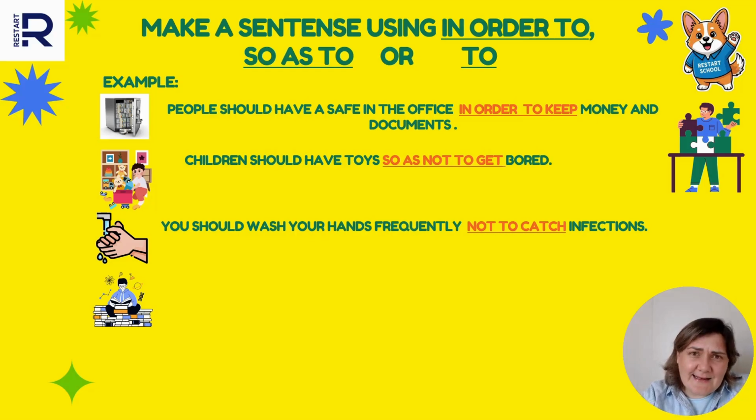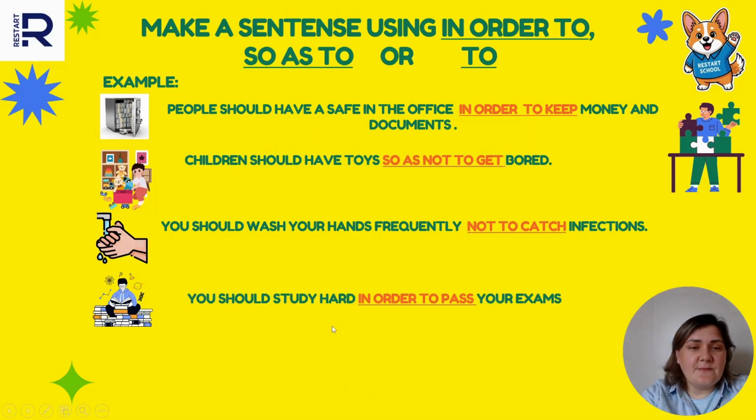And I guess there is one more picture here, a boy studying and learning something. I think it's science and chemistry, yes? So I think this sentence must be about studying and education. So let's have a look at the sentence here. You should study hard in order to pass your exams. One of the more options would be: you should study hard so as to pass your exams, or you should study hard just to pass your exams.